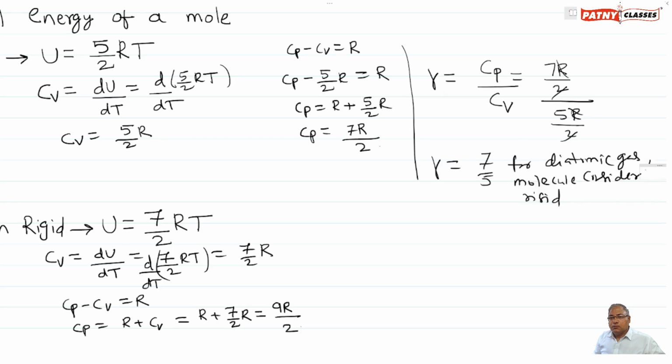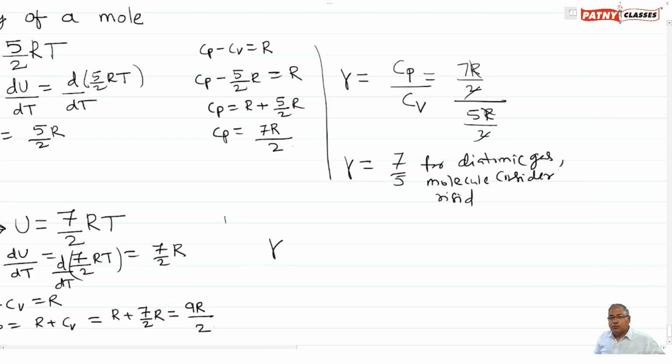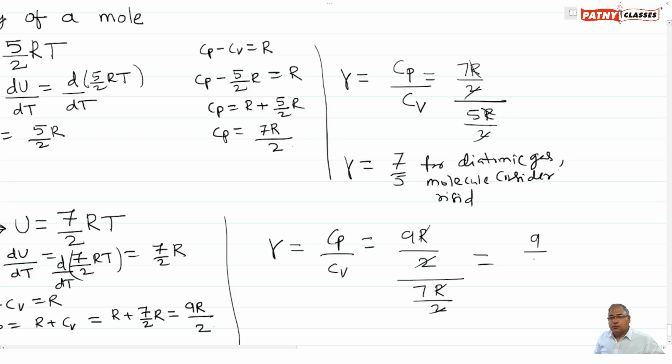a diatomic gas if the molecule is considered to be rigid. And gamma for a non-rigid gas molecule, the ratio of specific heat of the gas, is given by Cp divided by Cv. Cp is nothing but 9R divided by 2 and Cv is nothing but 7R divided by 2. So 2 and 2 get cancelled, R and R get cancelled. We get 9 upon 7. So gamma for a non-rigid diatomic gas, the value of the specific heat ratio, is 9 upon 7.